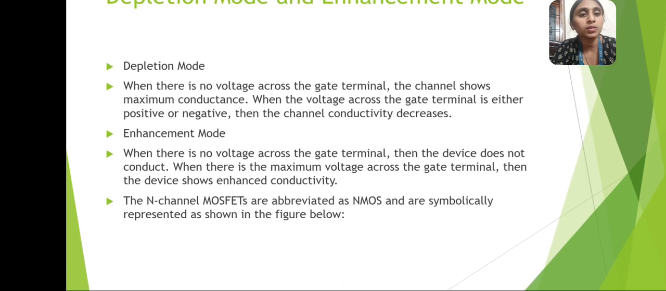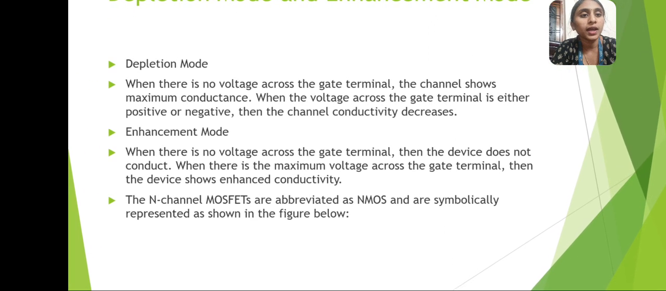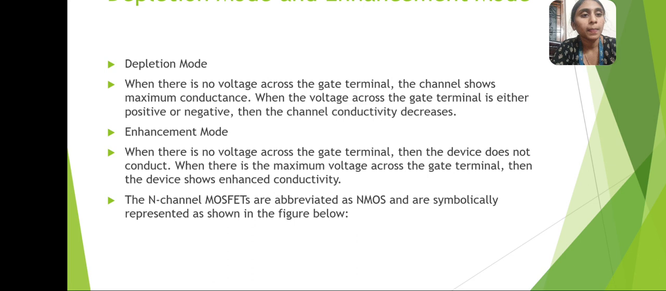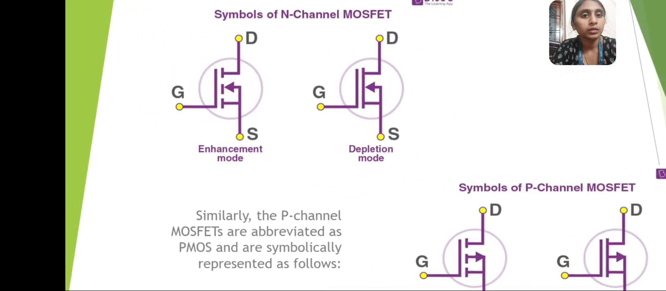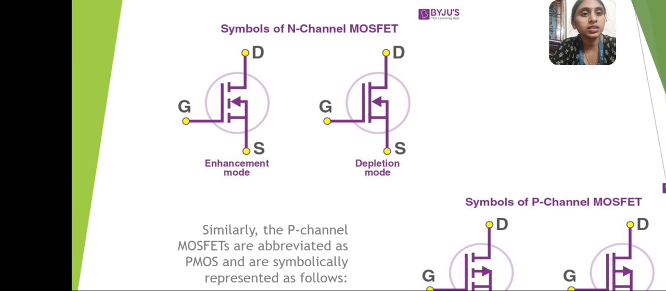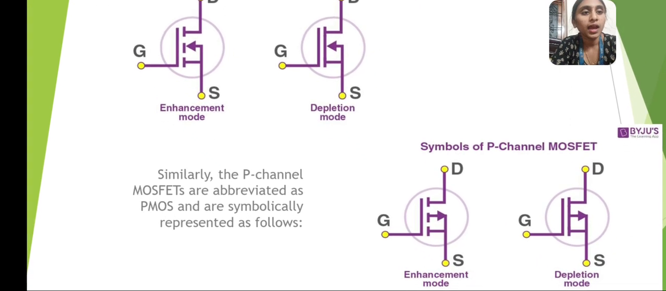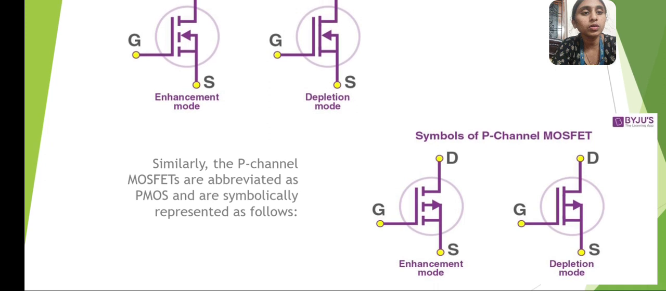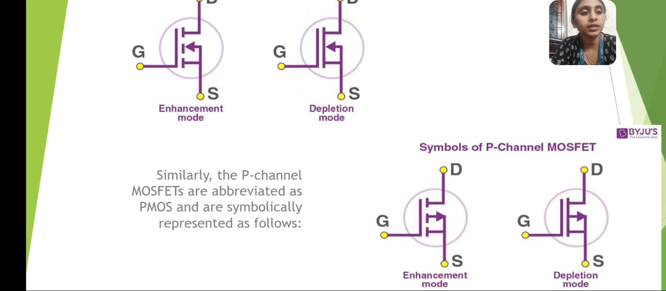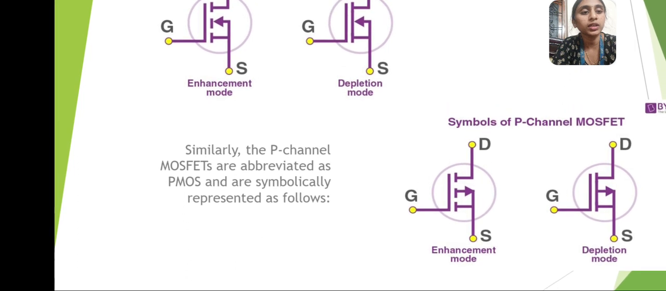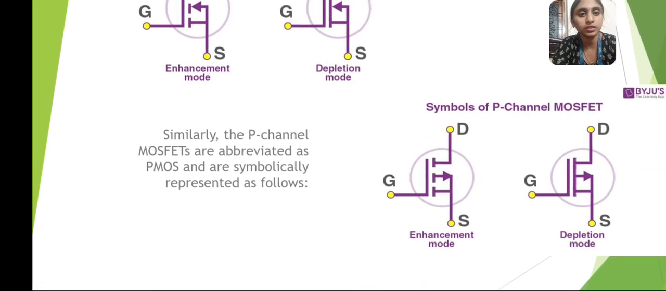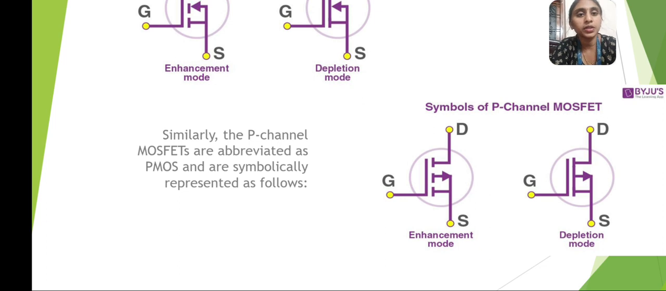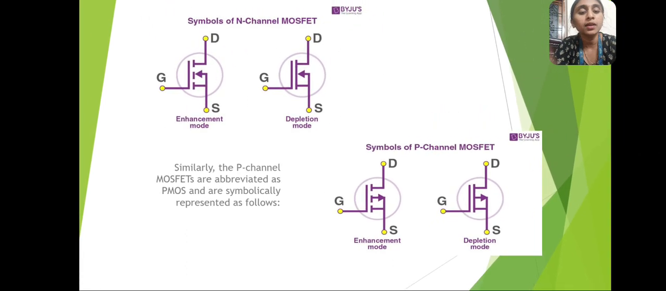The N channel MOSFETs, abbreviated as NMOS, are symbolized respectively as in the figure. As we can see, this is the N channel MOSFET and this is the P channel MOSFET. Here they have connectivity to the substrate. Here there is no connectivity. So no connectivity is known as enhancement, and complete connectivity is known as depletion. Similarly, the P channel MOSFETs are abbreviated as PMOS.